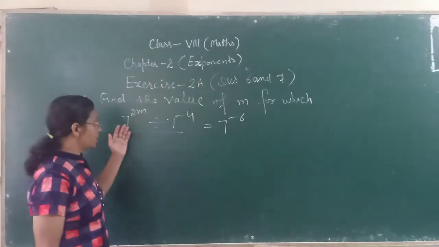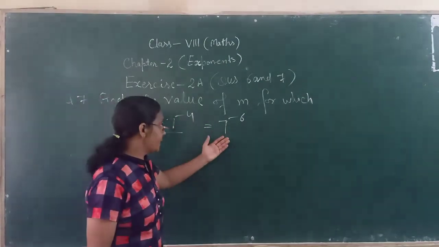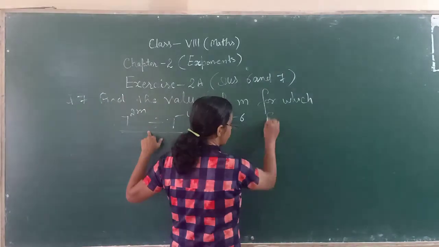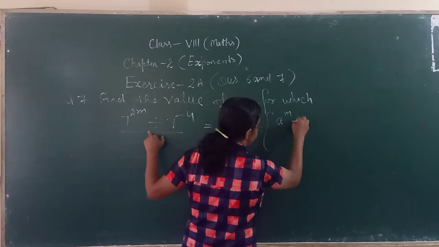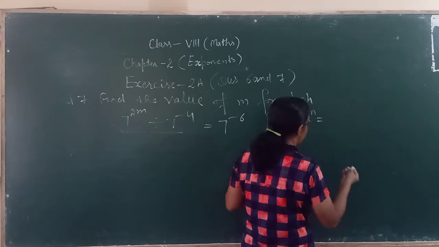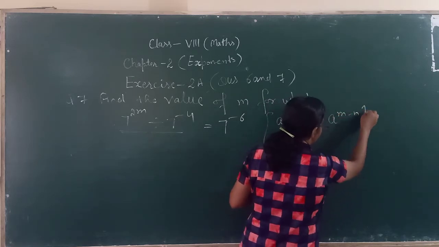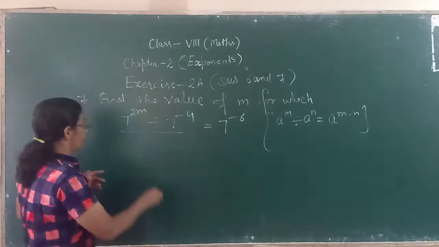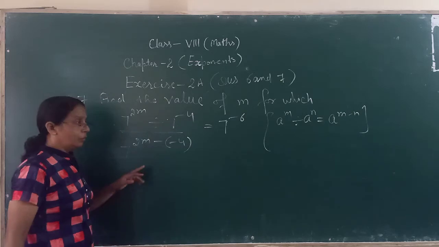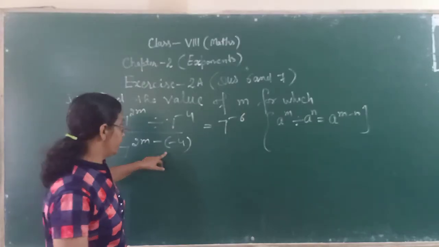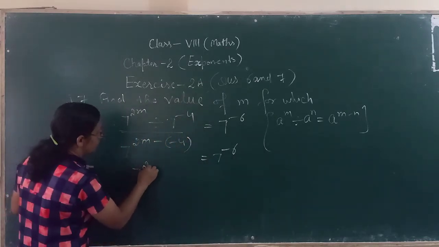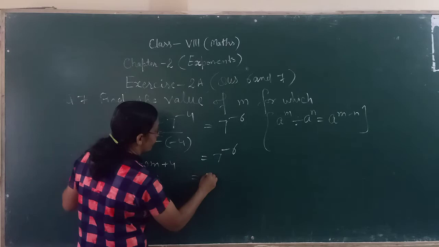Then see, the bases are the same, and there is a division. On division, as I explained in the previous part also, for exponents a raised to power m and a raised to power n, when dividing, the powers are reduced, so a minus sign will come: a raised to power m minus n. Now 7 raised to power 2m minus of minus 4, here without brackets no one will write, please be careful, equals 7 raised to power minus 6. So 7 raised to power 2m plus 4 is equal to 7 raised to power minus 6.